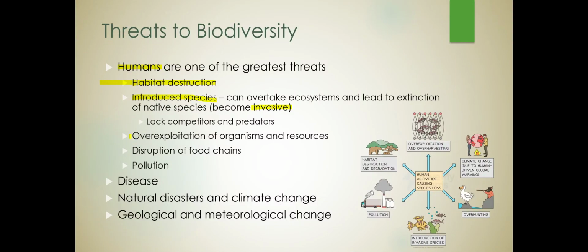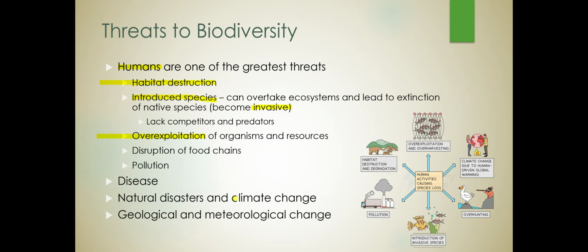We can overexploit. We overhunt, overfish, overuse. We just don't think about maintaining natural populations. We just use and use and use as much as we need. We can disrupt food chains in various ways. Obviously pollution, like we mentioned earlier, all of these things can be detrimental.